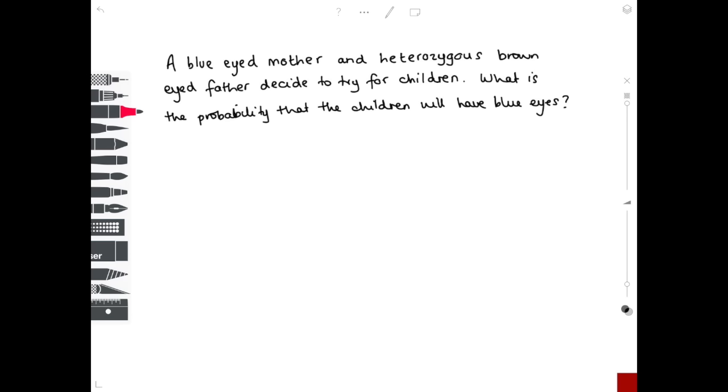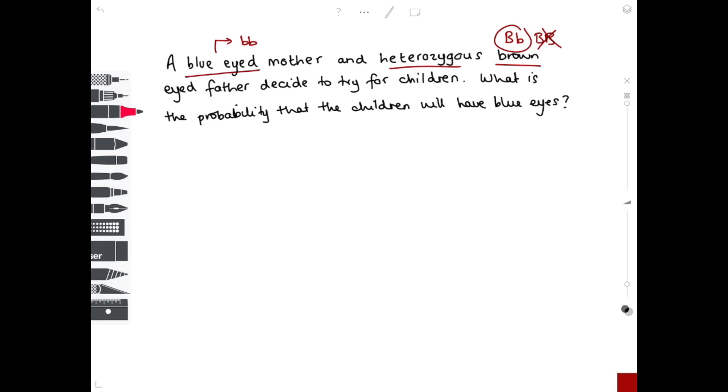A blue-eyed mother and heterozygous brown-eyed father decide to try for children. What is the probability that the children will have blue eyes? So let's work out what we have here first of all. Blue-eyed, remember blue is a recessive trait, which means that her genotype must be small b, small b. We've been told that the father is brown-eyed, which means he could be big B small b or big B big B, but the fact that he is heterozygous tells us that he must be big B small b and not big B big B. So I'll show you how to lay out your answer.